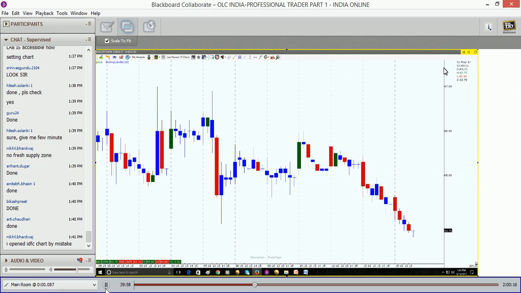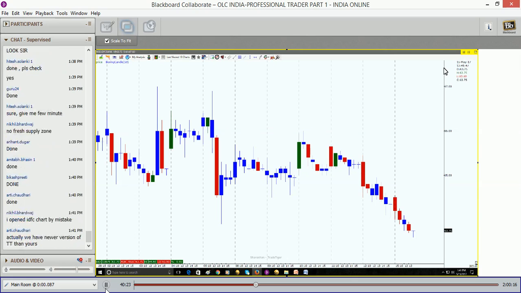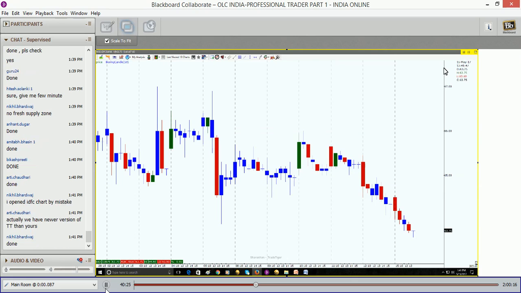Guys, please make sure your settings are right. Just one second, I'm taking control of your system, Amitabh. I just want to see if your settings are the same as mine. Just a second. See, your settings are not the same as mine, Amitabh. I'm assuming you've downloaded the new version of Trade Tiger. That's why your settings window is also not the same, because your chart is showing different from mine. This is how the chart looks.